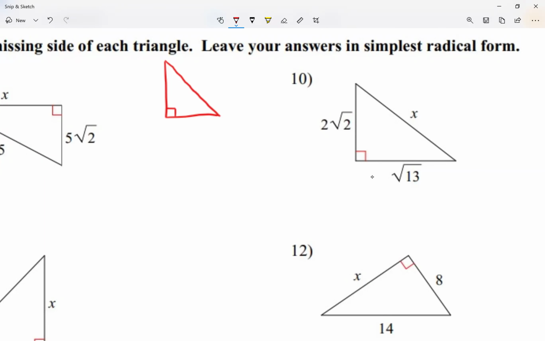Now, look for the biggest side. That's the side that is diagonal. Let me call this C. That side has a name. It's called the hypotenuse. But for right now, let me just call it C. The other two sides, I'm going to call one of them A, the other one B. It does not matter which one is which. I'm going to choose this to be A and this to be B.